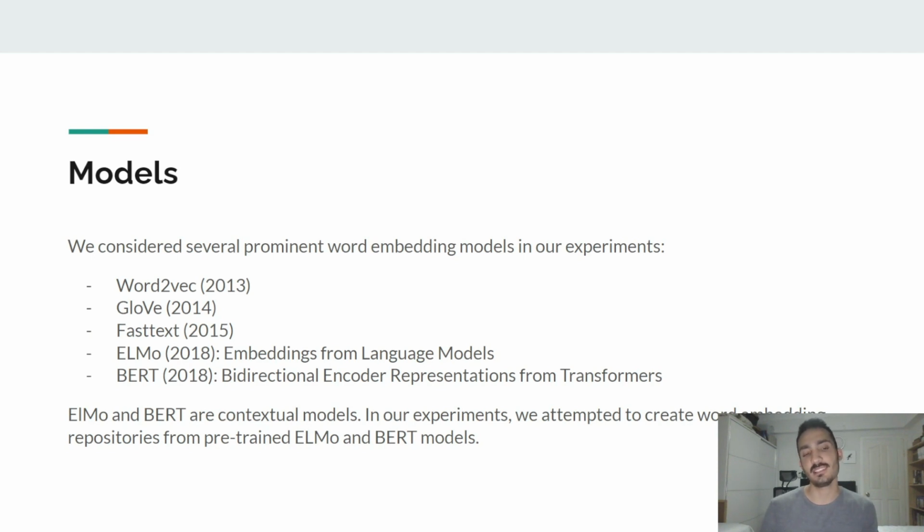By contextual models, we mean that they generate word embeddings for words according to the context in which they are used. Whereas static word embedding models generate their embeddings beforehand, and the embedding corresponding to a specific word doesn't change from one context to another, but of course it has some downsides. But as I suggested earlier, using or training a contextual model from scratch requires so many resources.